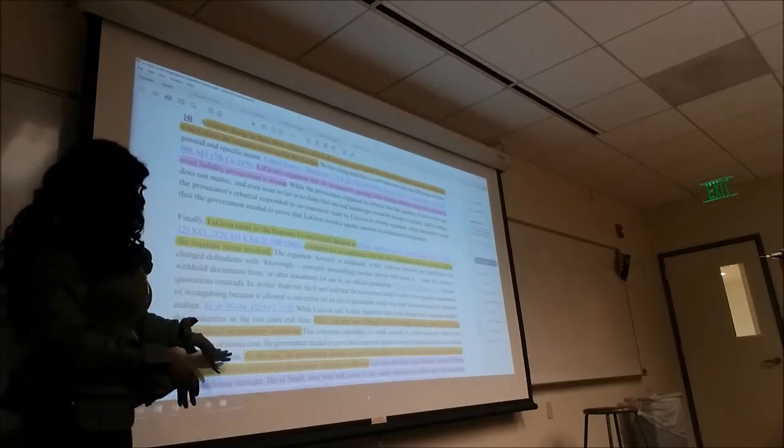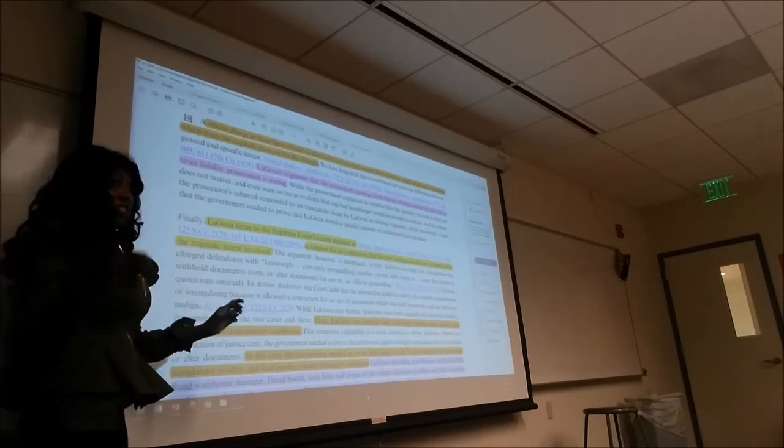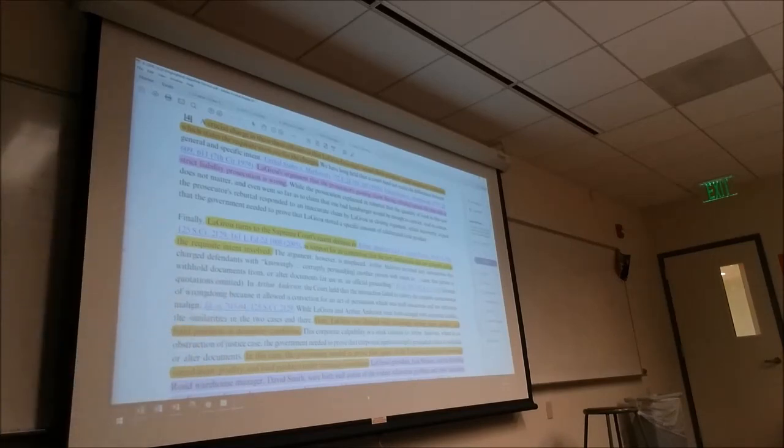That's where the Park doctrine comes from. All you need to prove is that the agents, the people who work at the company, knew. Then that's enough to assert liability on the corporation and the corporate officers.